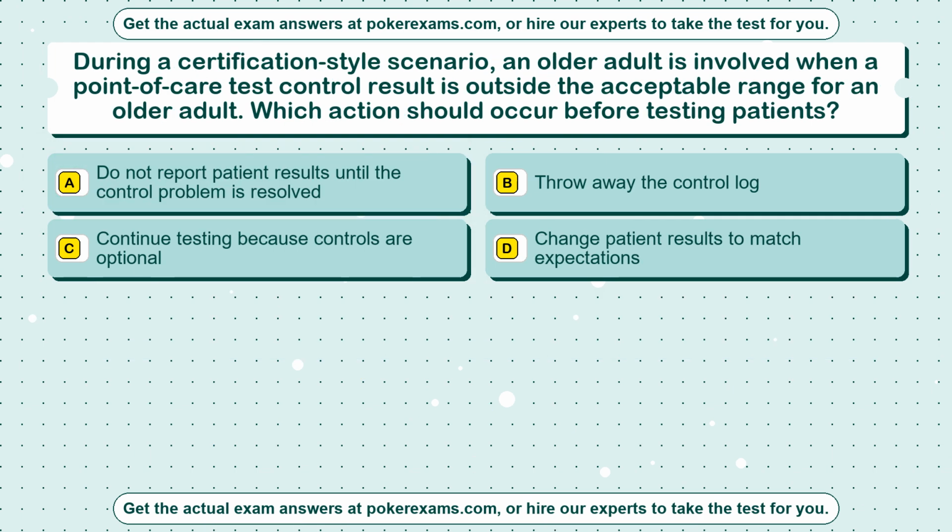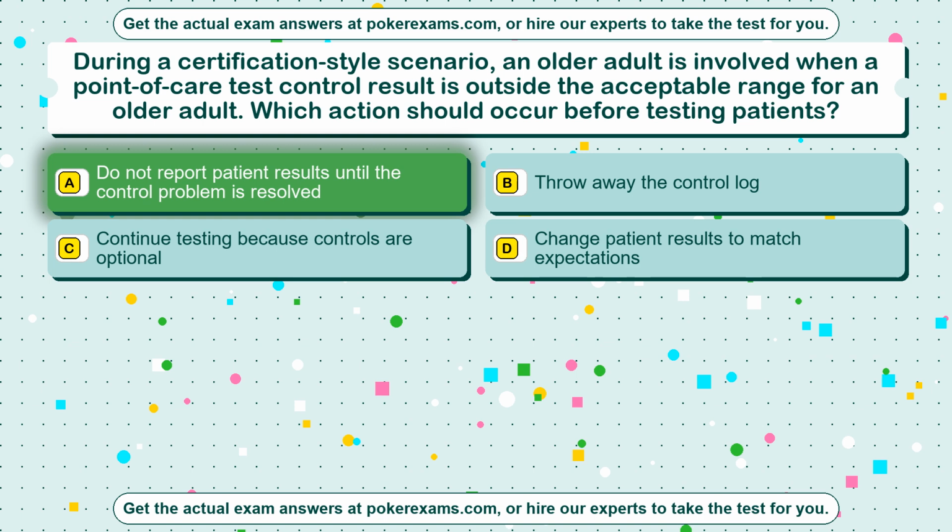Question 9. During a certification-style scenario, an older adult is involved when a point-of-care test control result is outside the acceptable range for an older adult. Which action should occur before testing patients? Option A. Do not report patient results until the control problem is resolved. Option B. Throw away the control log. Option C. Continue testing because controls are optional. Option D. Change patient results to match expectations.